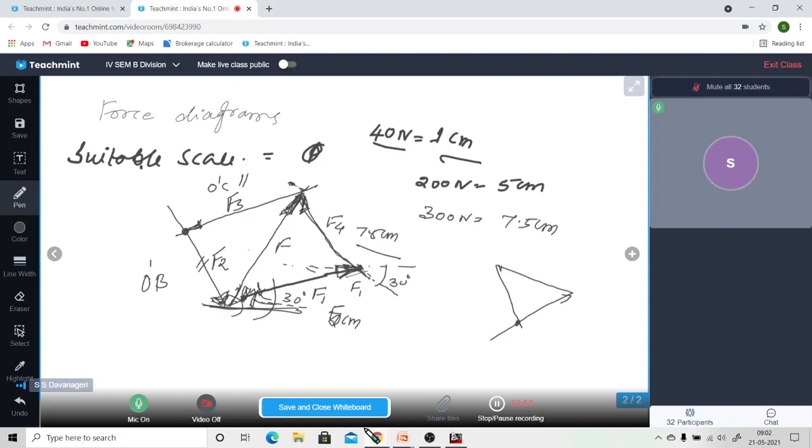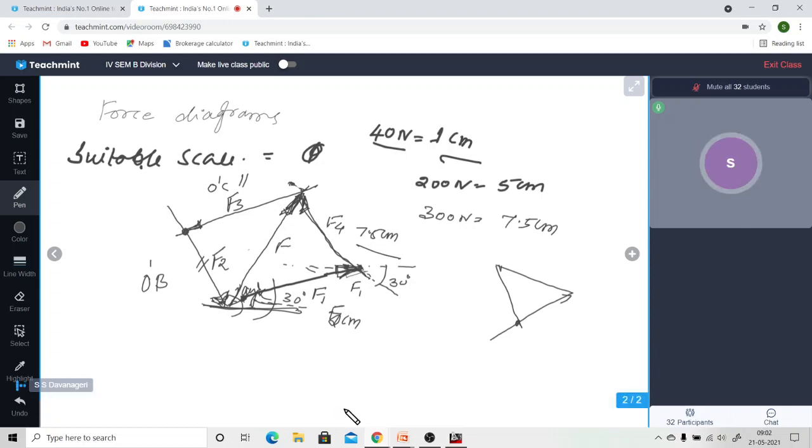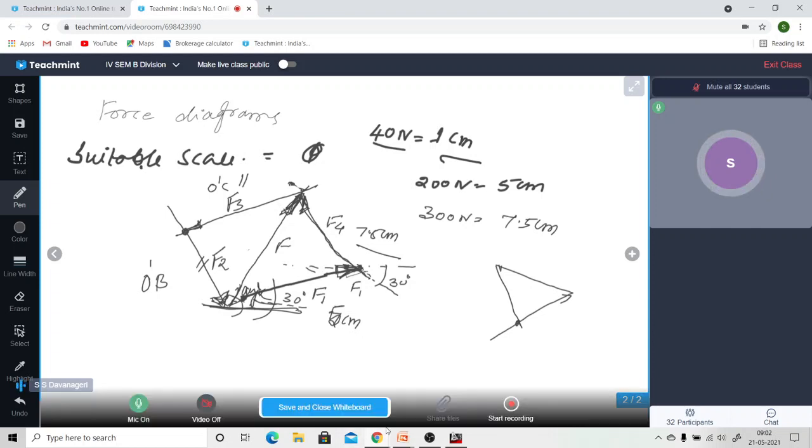So please carry out this graphical solution, because everything next is on graphical solution. So practice a little and find out the answers. F2, sorry, F3 and F2.